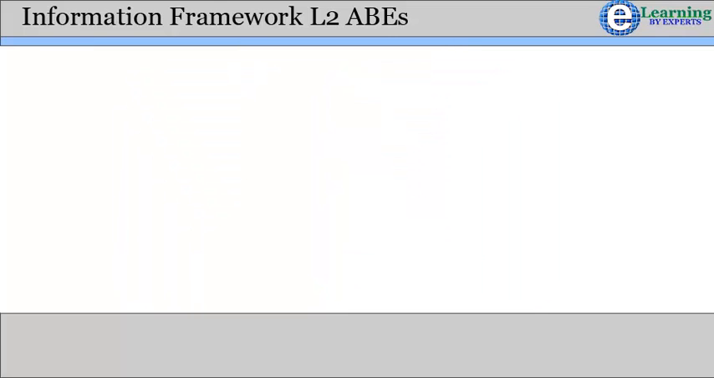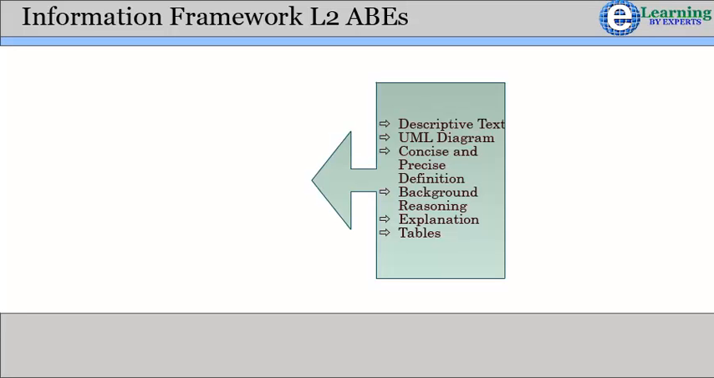The information framework addenda use a mixture of descriptive text, UML diagrams, and tables, which formally define the entities and attributes. UML diagrams provide concise and precise definitions with background reasoning and explanations.